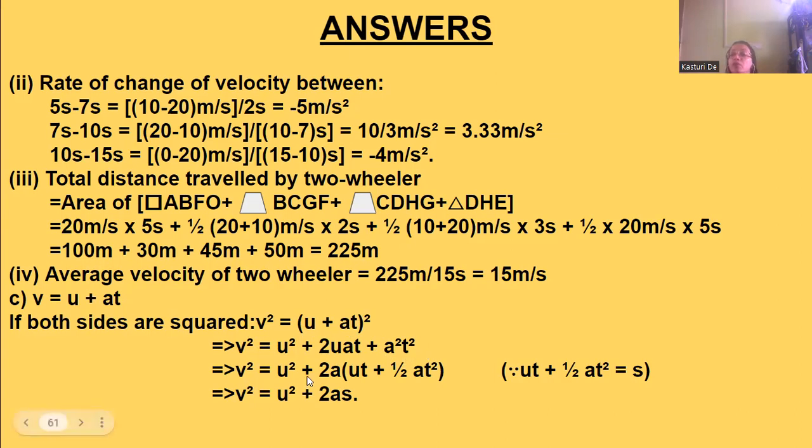So v square is equal to u square plus 2a. A we have taken common, and it becomes ut plus half at square. Ut plus half at square means s. So that means v square is equal to u square plus 2as.